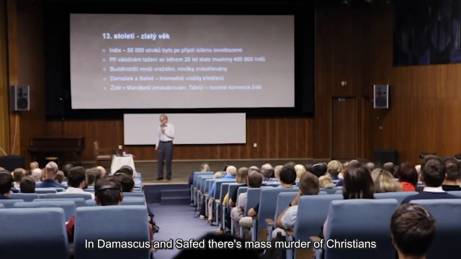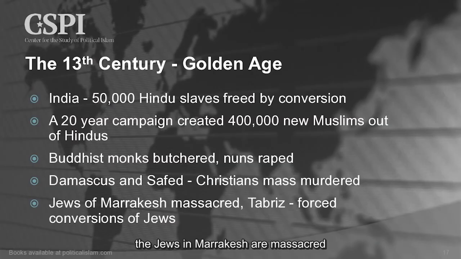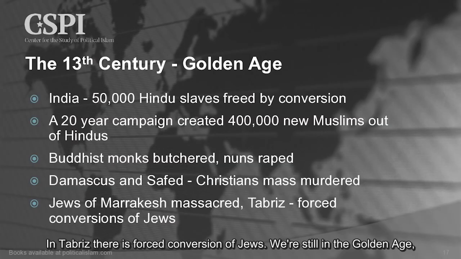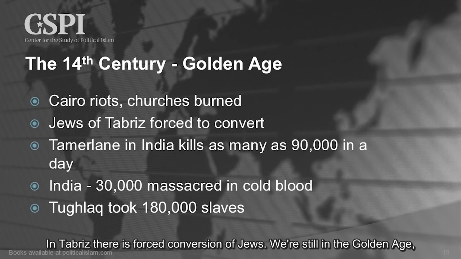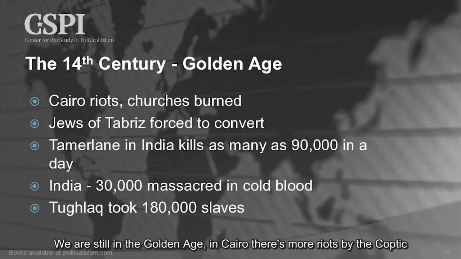In Damascus and Safed, there's mass murder of Christians. The Jews of Marrakesh are massacred. In Tabriz, there's forced conversion of Jews. And in our next slide, we're still in the Golden Age, by the way. This is golden. In our next slide, we're still in the Golden Age.